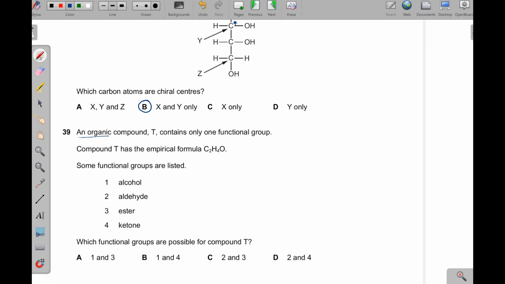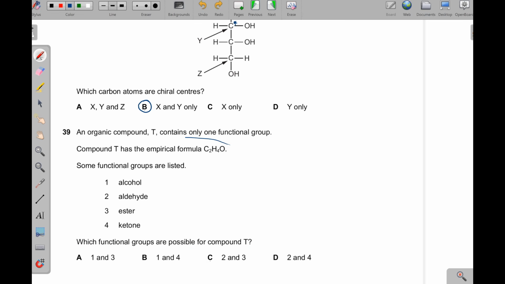Question 39. An organic compound T contains only one functional group. Compound T has empirical formula C2H4O. Some functional groups are listed: we have alcohol, aldehyde, ester, and ketone. Which functional groups are possible for compound T?